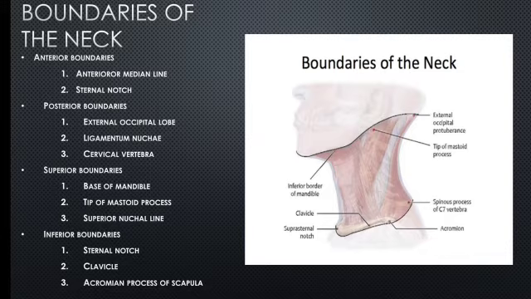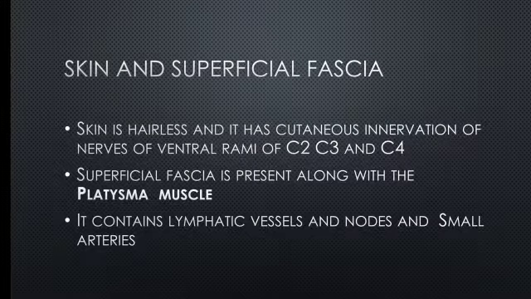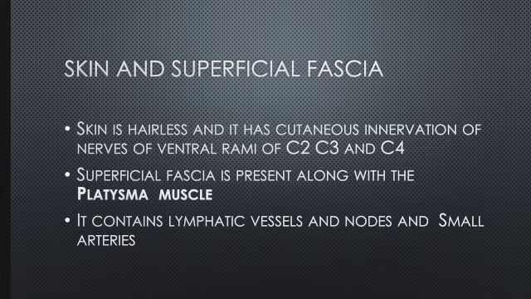If we are entering the deep fascia, superficially it is covered by the skin and the superficial fascia. The skin of the neck is hairless and it has cutaneous innervation from the ventral rami of C2, C3 and C4. Okay, fine. The superficial fascia is present along with the platysma muscle. The platysma is considered to be the remnant of the panniculus carnosus, which is usually seen in some animals, and its remnant is seen as platysma in human beings.